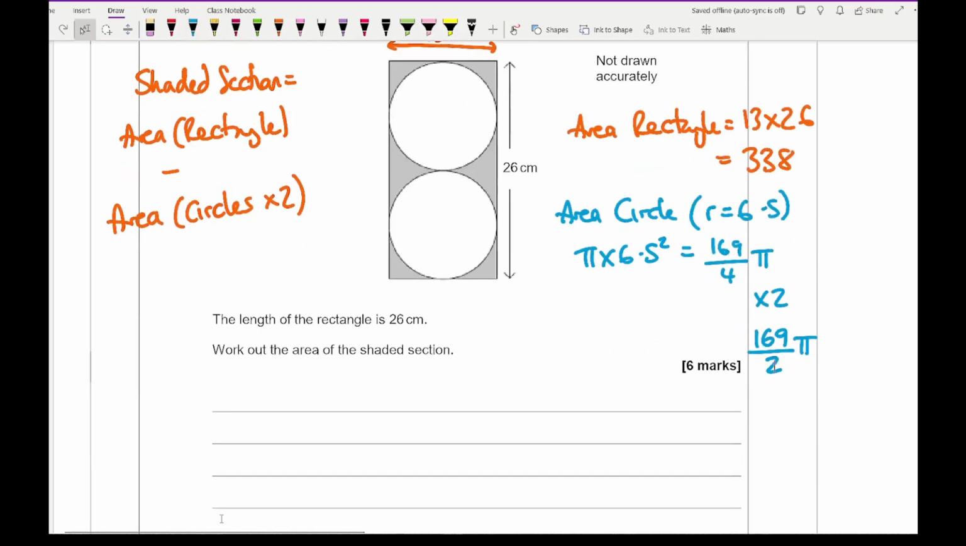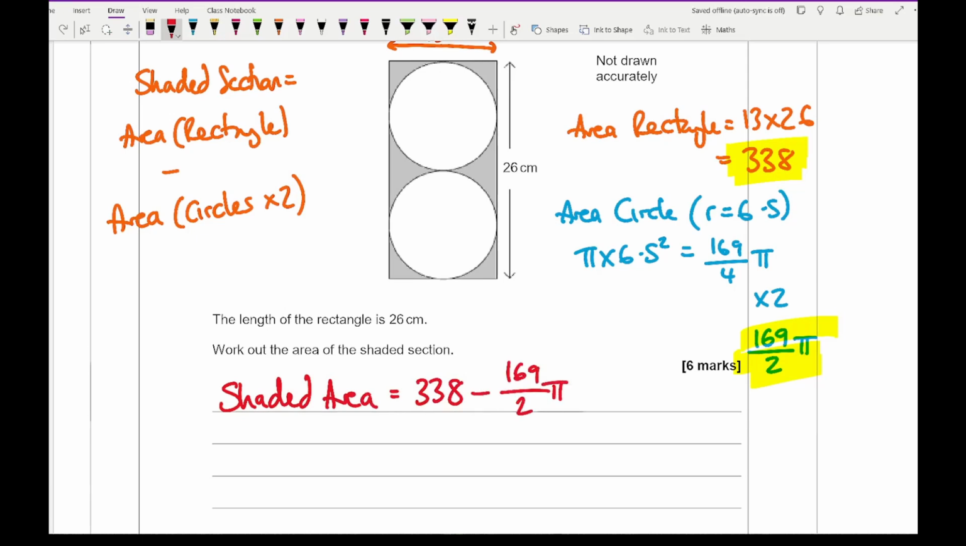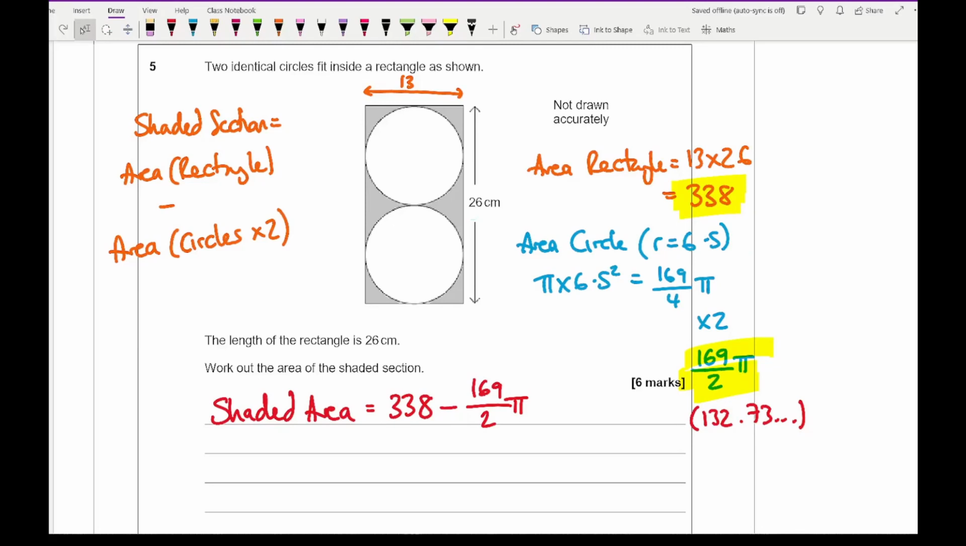So that means then to work out the area of the shaded area, I take away those 2 amounts. And again, if you want to work with decimals, that's entirely up to you. So 338 minus 169 over 2 pi. And typing that into the calculator gives me an answer of 72.5, and that's going to be centimetres squared to 1 decimal place.